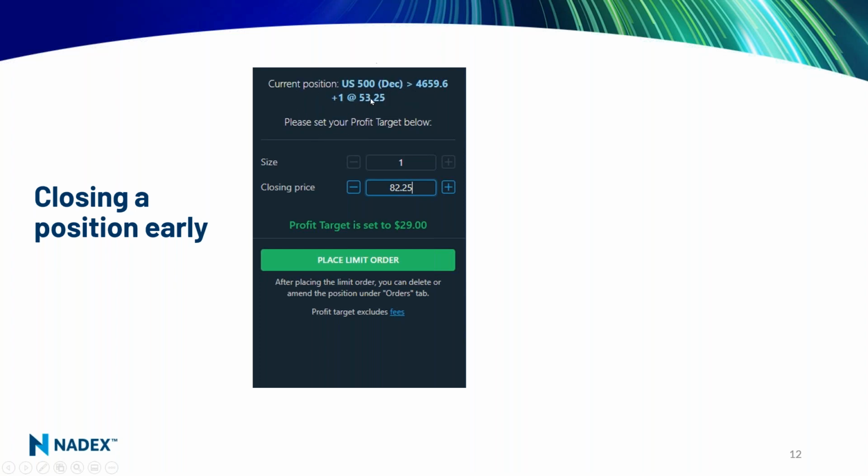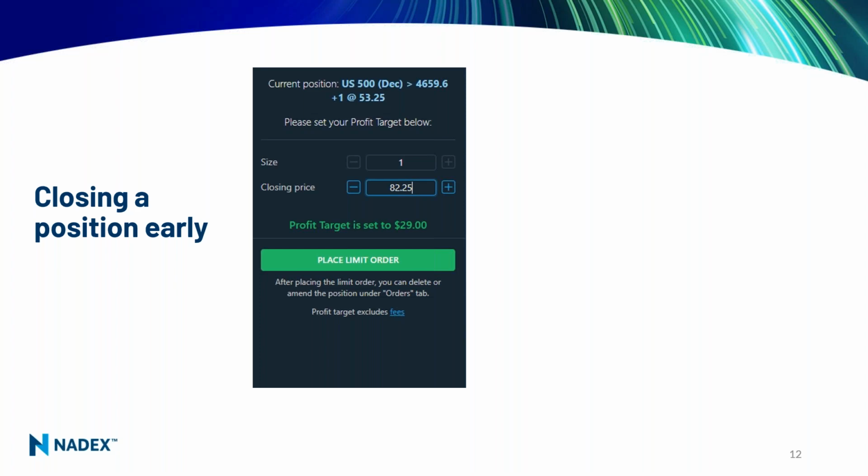If I bought one and I paid 53 and a quarter, I can set my profit target. We have a set profit target function where you can click up or down, and I could say, I want to make $29 on this trade. It tells me that for me to make $29, this is where I'd have to exit. And I could place a limit order to sell my long of one at a higher price. So if I step away from the computer and it spikes up quickly, and maybe it comes right back down, I got filled, I took my $29 profit and I walked away.